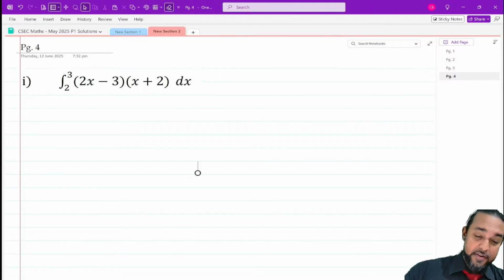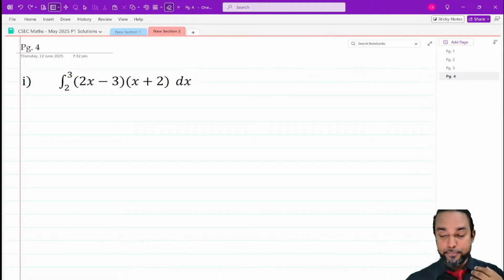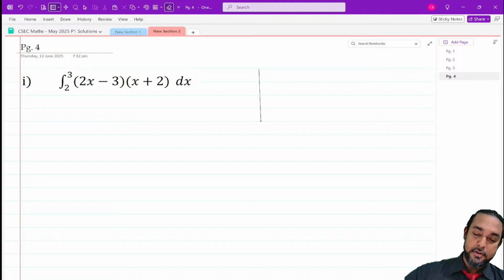Okay, but the first thing we have to do here is expand the brackets, right? With differentiation there is a product rule, but with integration there is not, at least not one that I know of that's relevant to the CSEC AdMath syllabus. So the first thing we have to do is expand 2x minus 3 by x plus 2.